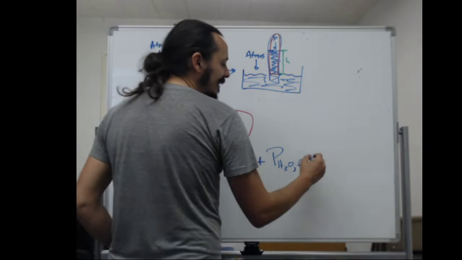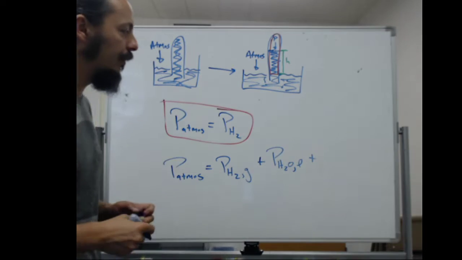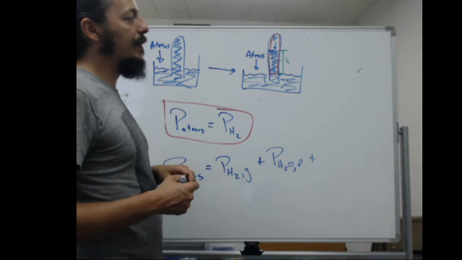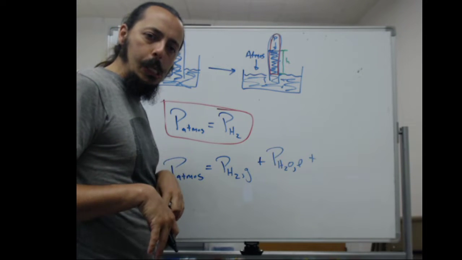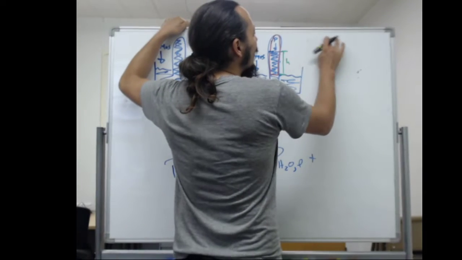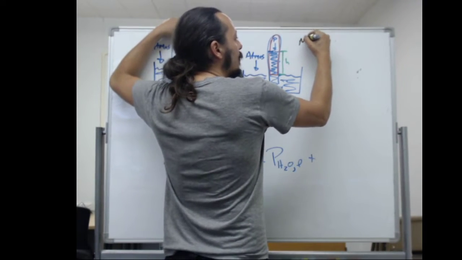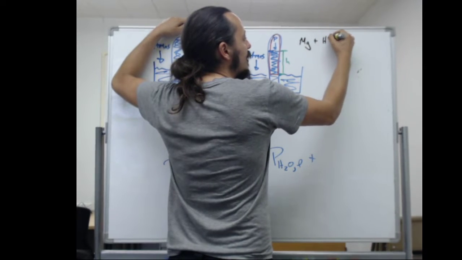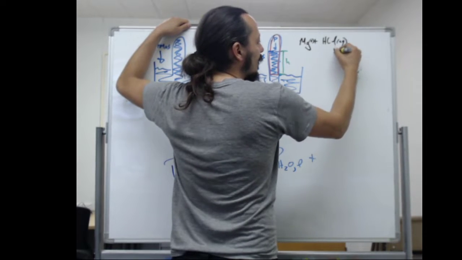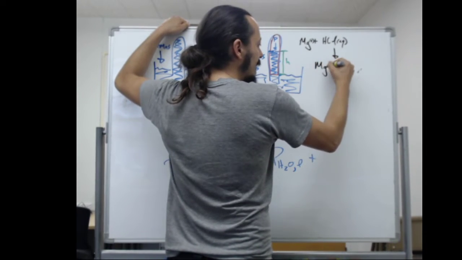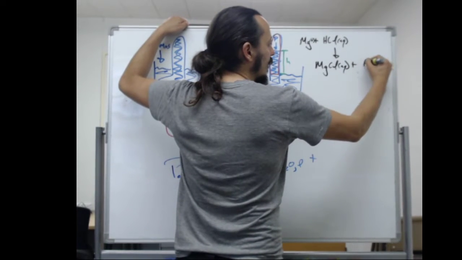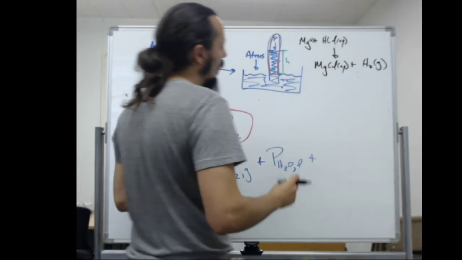And then we can say, well, is there anything else we need to include to account for this pressure? Is there only one gas up there, or are there multiple gases up there? And if we look at our chemical reaction, we have magnesium plus HCl, this is solid magnesium, plus HCl aqueous goes to magnesium chloride aqueous plus H2 gas.